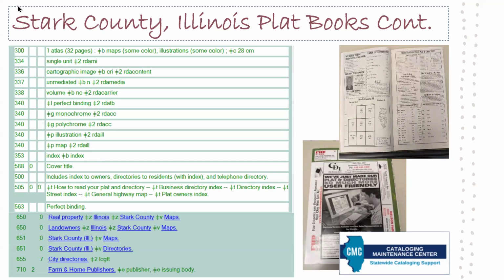Because binding information is included in the 340 subfield L, a 563 is used for the type of binding recorded there. To finish out the record, you can see the subject heading used and the addition of the publisher in a 710. All right, and that covers our brief look at plat books.